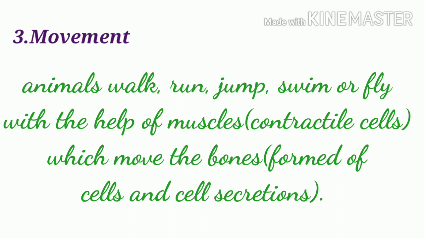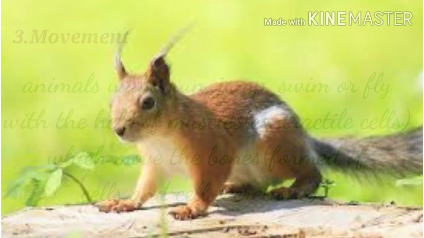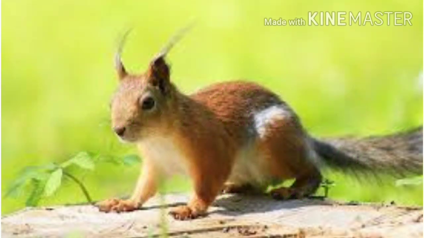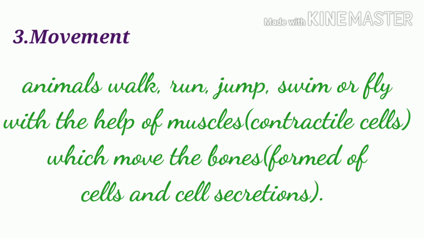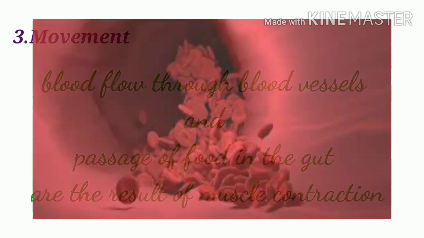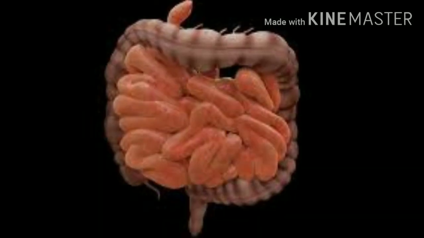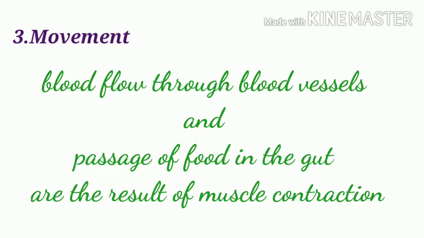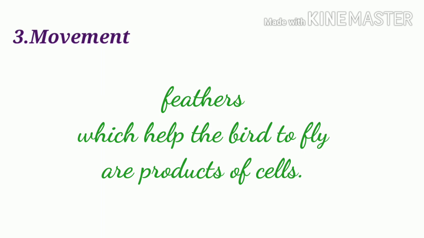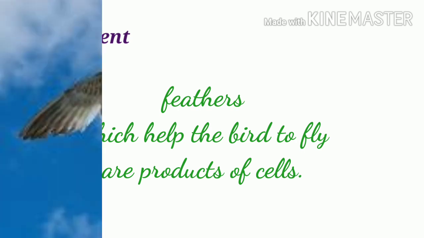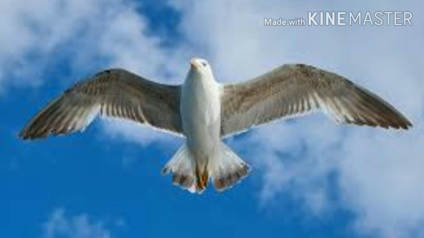Animals walk, run, jump, swim or fly with the help of muscles which move the bones. Both muscles and bones are also made up of cells. Flow of blood in blood vessels and passage of food in the gut are the result of muscle cell contractions. Feathers help the birds to fly, and these feathers are also product of cells.